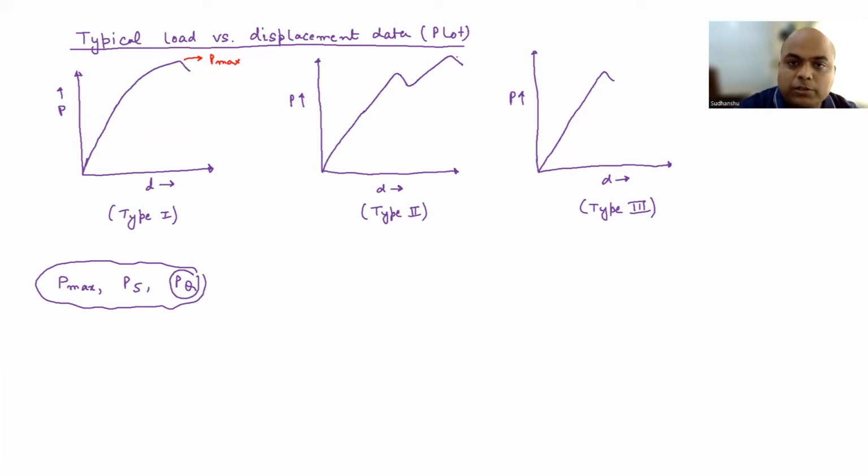Okay, in plot 2, this particular point is Pmax, and in plot 3, this is your Pmax. So Pmax is simple. That is the maximum load in the given plot. What is P5? So let's talk about P5.